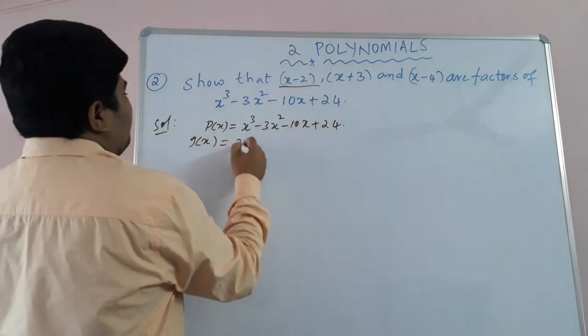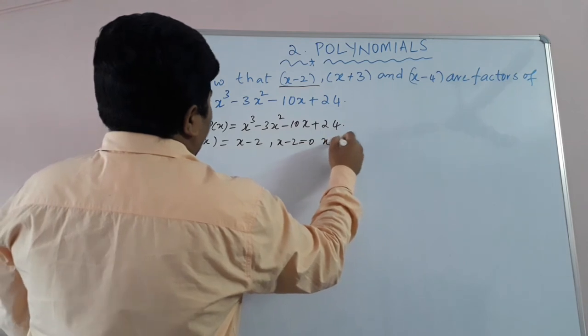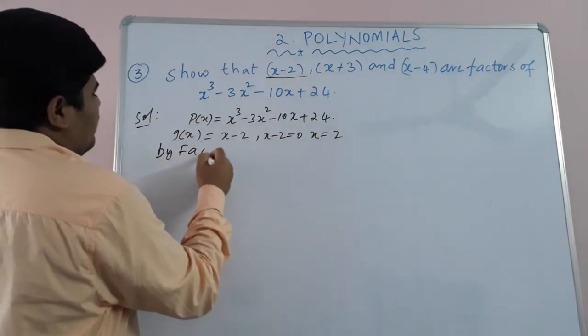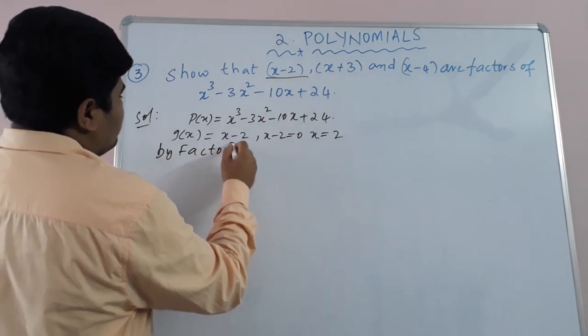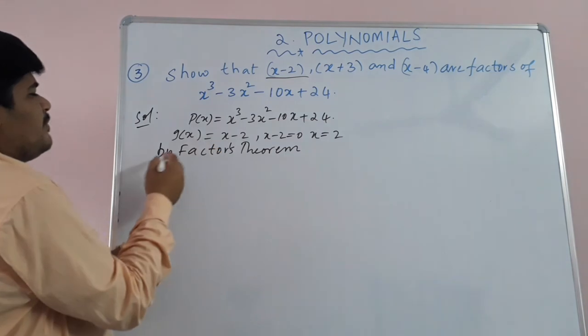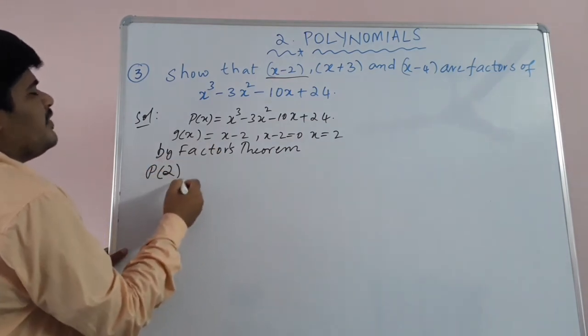Okay now, g of x is equal to x minus 2. So x minus 2 is equal to 0, x is equal to 2. Okay. So children, by factor theorem, find the remainder, children. What is the remainder? So p of 2. P of 2 is the remainder.